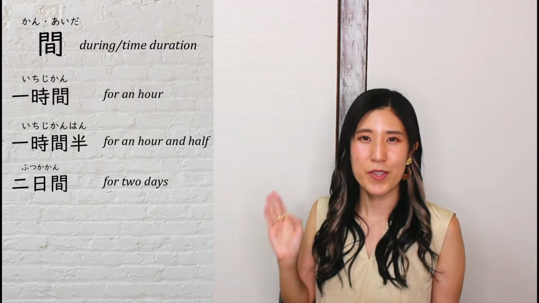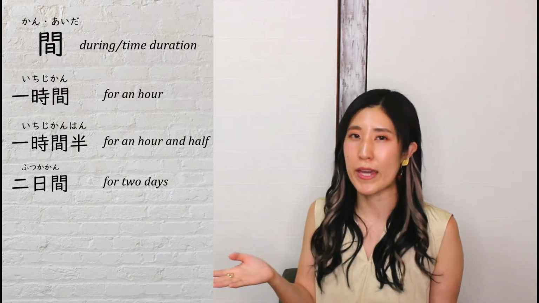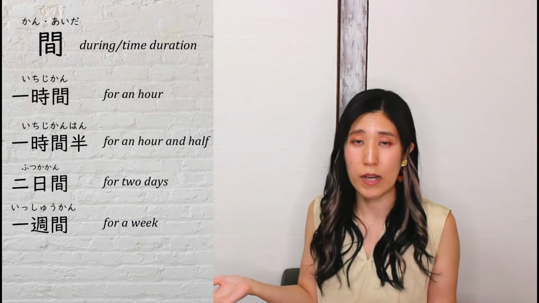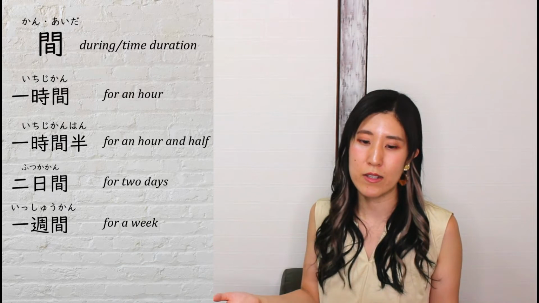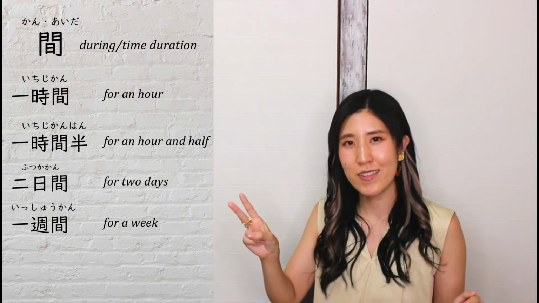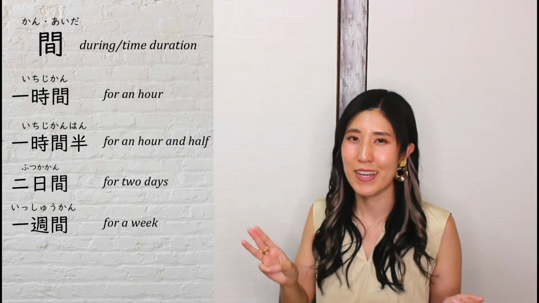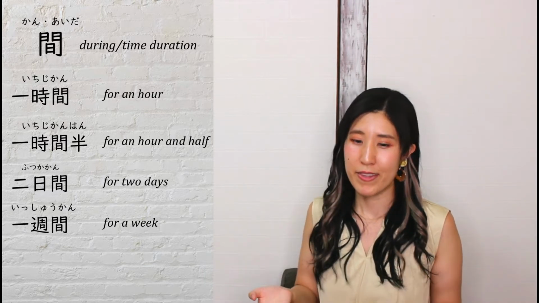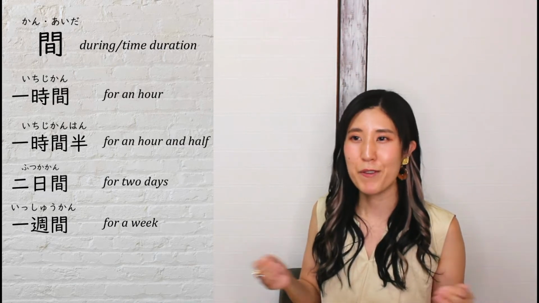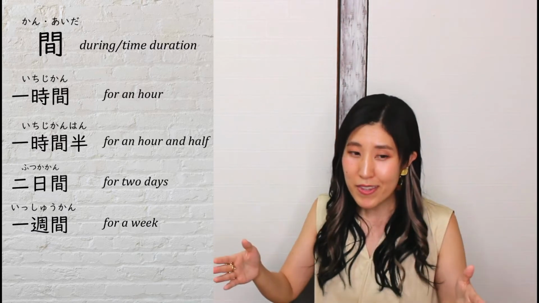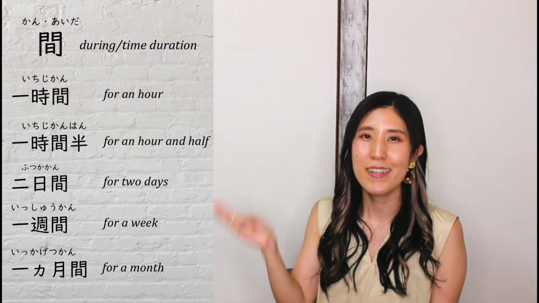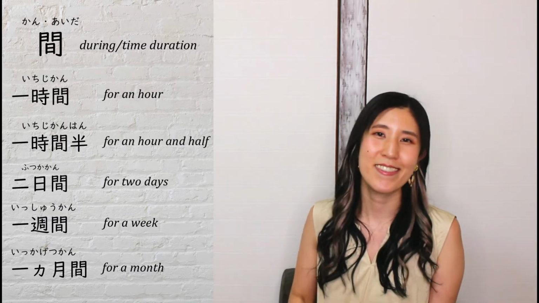And okay, so days, now a week. So this is already a word. 1週間. 1週間 means a week. So it's just 1週間, 2週間, 3週間. Okay. A month. Month is 1ヶ月. So if you wanna say for 1 month, 1ヶ月間 or 2ヶ月間, 3ヶ月間 like this.